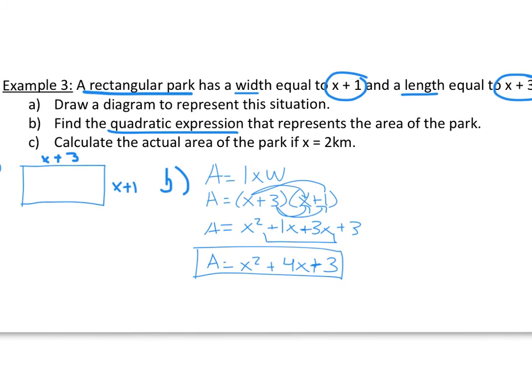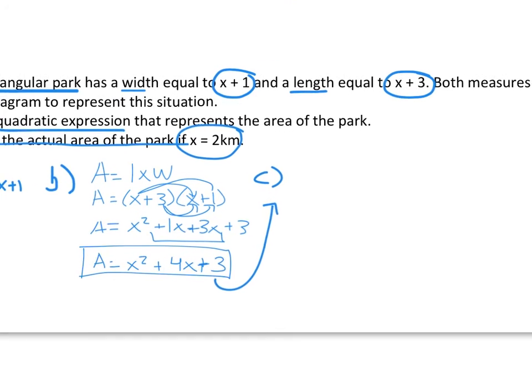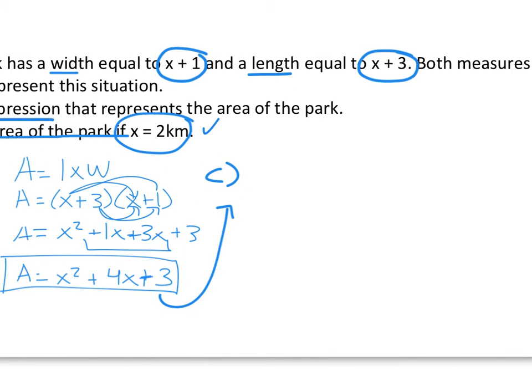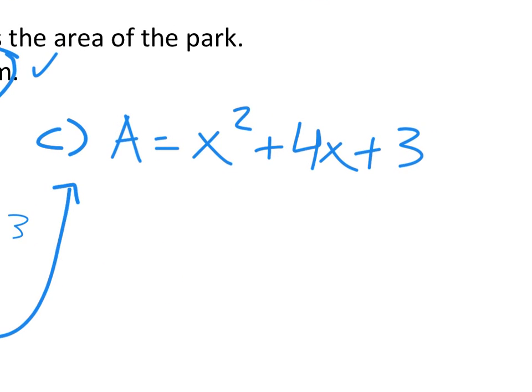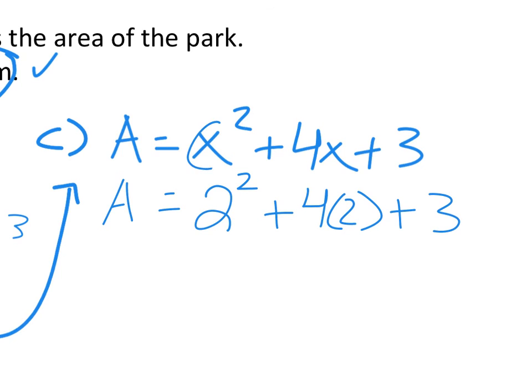Question C says, calculate the area if x is 2. So now for C, we'll use our equation, and we'll fill in x with 2. So our area is x squared plus 4x plus 3. X is 2, so 2 to the power of 2 plus 4 times 2 plus 3, because all the x's have now become a 2. You're going to type this into your calculator in one shot if you have a 2-line calculator to solve.